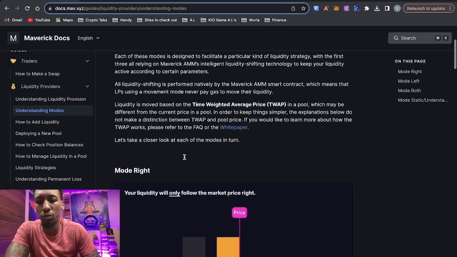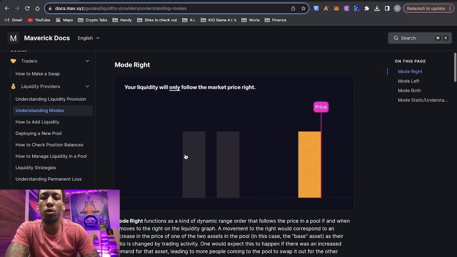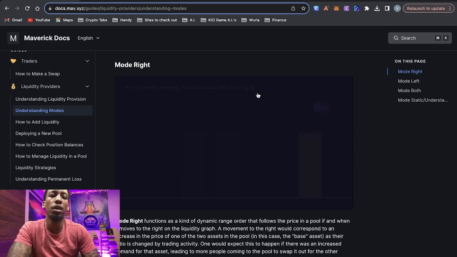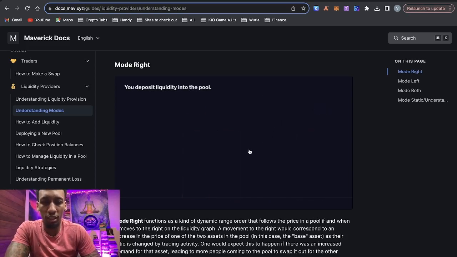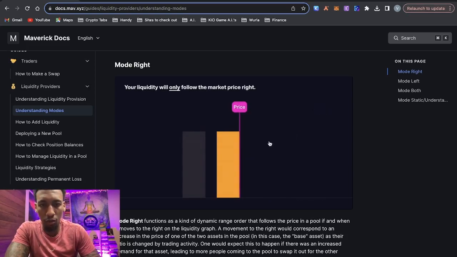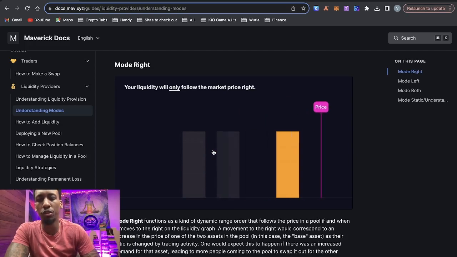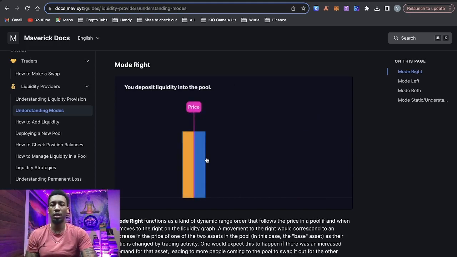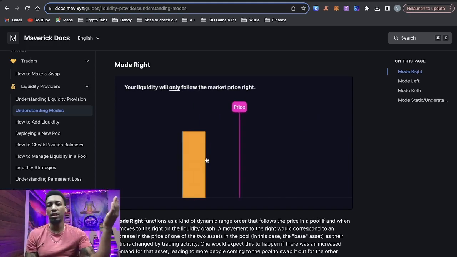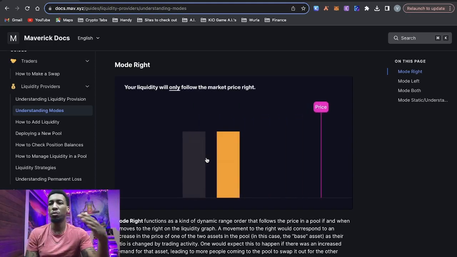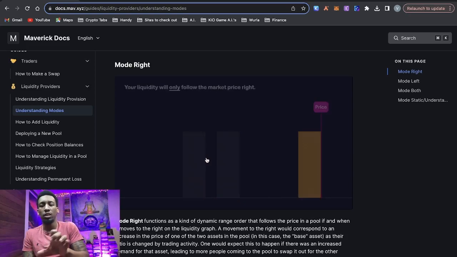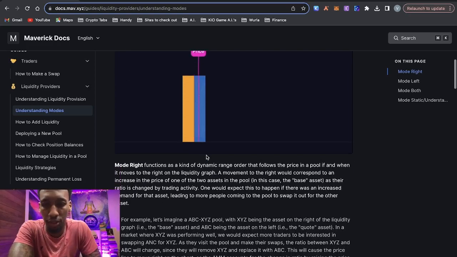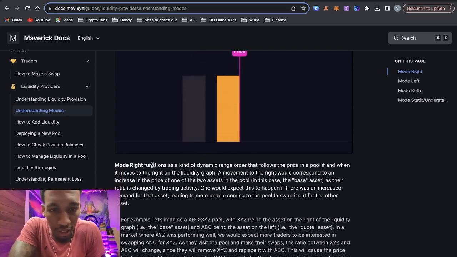So let's get to the first mode. The first mode is mode right. And this ensures that your liquidity is only following the market price to the right. So if you look at this here, it shows price moving and your liquidity is following, right? So if you're in the ETH USDC pool and you provide liquidity in mode right, let's say ETH is $2,000 and you go from 2,000 to 3,000, you get to ride that all the way up, and it helps you when price is increasing. And it's going to kind of touch on that here.